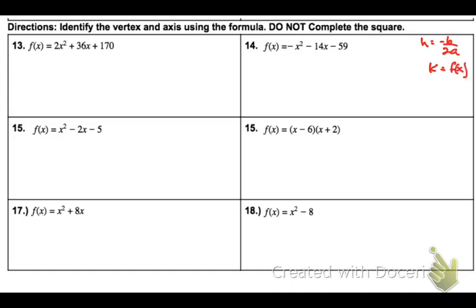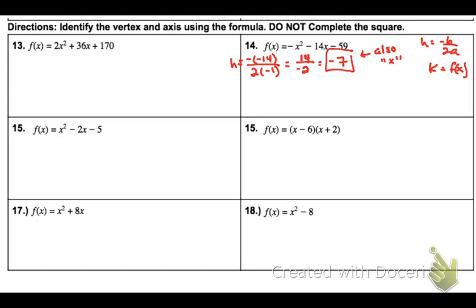So for this one, this is a, b, and c. So your b is already a -14, and the formula requires a negative, which means that this b is now a +14, because you have a negative and a negative, which gives you a +14. But I'm going to write it just so that you guys can see. And then 2 times a is -1. So you're going to be left with 14 over -2, which is going to be -7. Again, this is your h. I probably should have put that here. So this is your h, also x. Okay, remember h and x are the same.